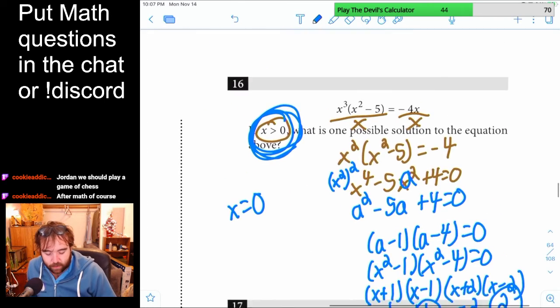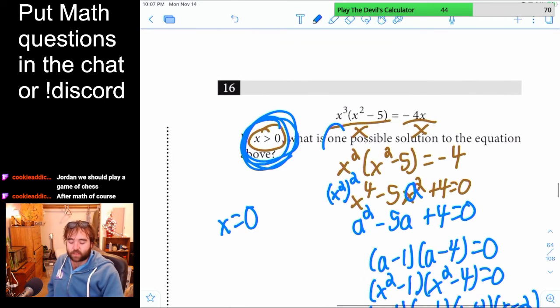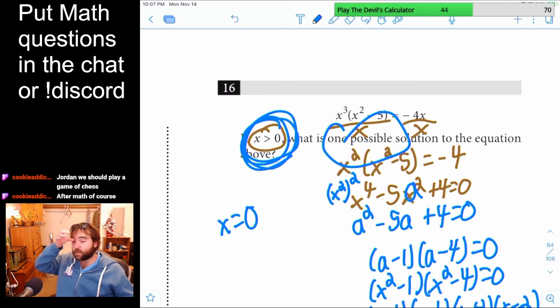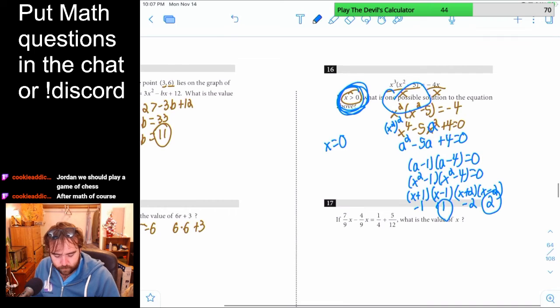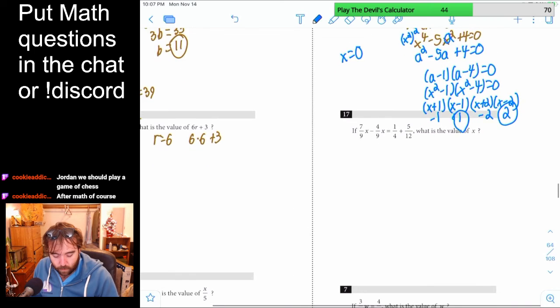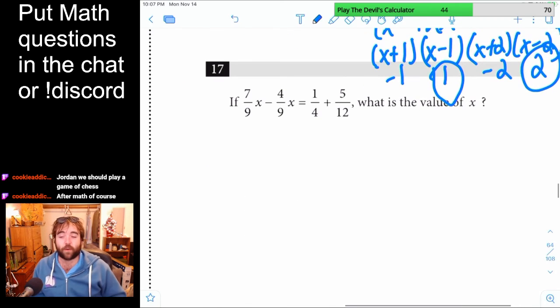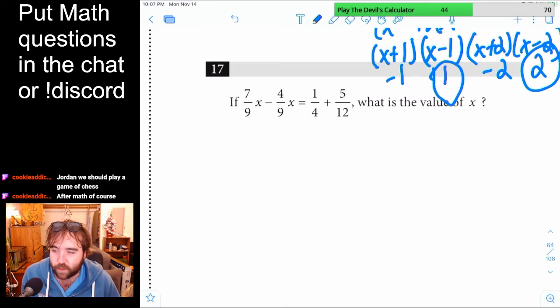So don't get caught up about choosing one. That's why they say one possible solution. There's just multiple answers. There's very often multiple answers on the fill-in-the-blank ones. All right, let's continue on. It got a little wild there, covered up the question, but that's okay.